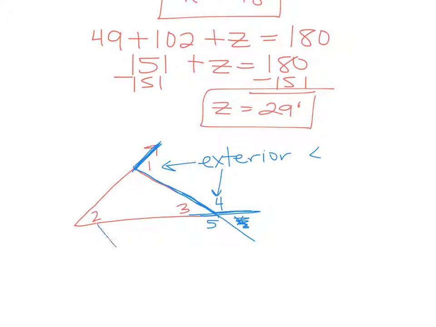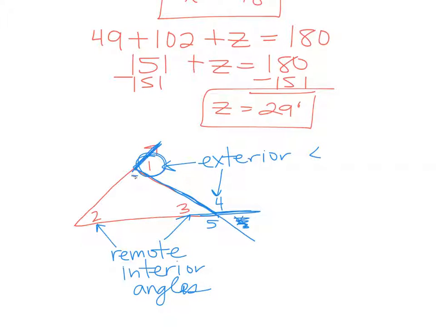Then we have 2 and 3, which are called remote interior angles. What do you think of when you think of, like, if I'm going to a remote island, what do you think of? Away, far away. So remote interior angles are the two angles inside a triangle that are farthest away from the exterior angle. So my exterior angle was 1, so we can't use this angle here as a remote interior because it's right next to it, right? The remote interiors are the ones that are across from it, farther away from it. Okay?